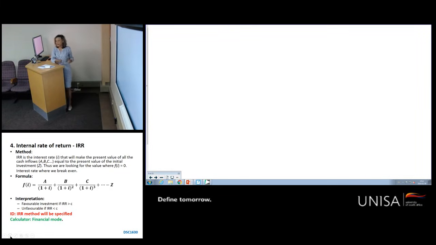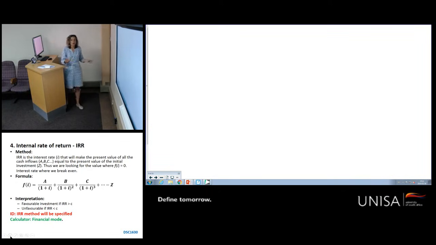That internal rate of return, we will then compare to what the cost of capital is. If the internal rate of return, our rate of return, is bigger than the cost of capital, then yes, it's a good investment, it's a favorable investment. If it's not, it's unfavorable.